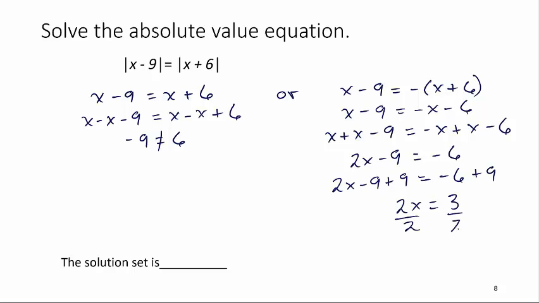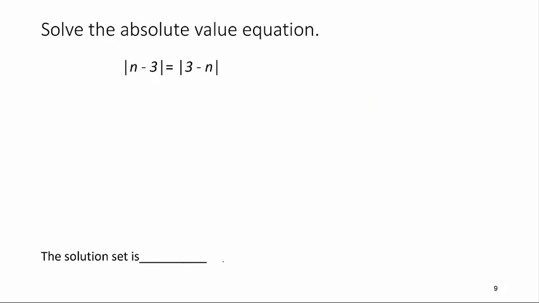Divide both sides by 2. X is equal to 3 halves. Okay, so the only solution to this is 3 halves. Okay, so here's another one. Absolute value of n minus 3 equal to absolute value of 3 minus n. And of course our task is to solve this.